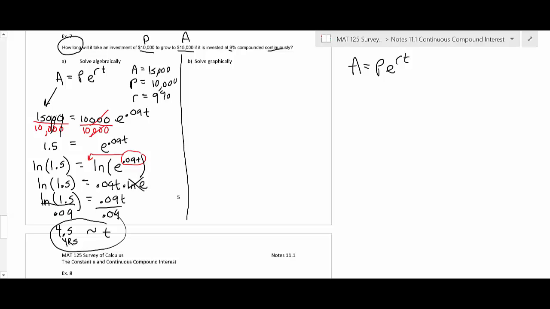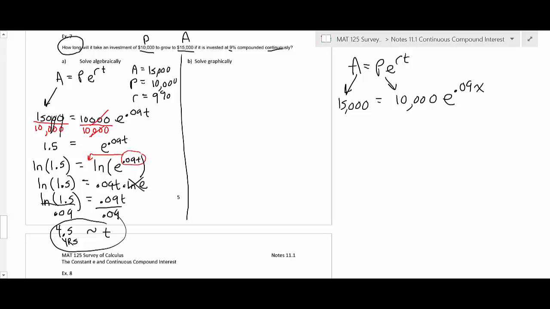So we're actually going to go back to what we already had. The A was 15,000, that was given. The principal was your initial investment, which was 10,000. Then you have e, and your exponent, which has the 0.09, and then I'm going to put an x there because we're going to use our calculator.